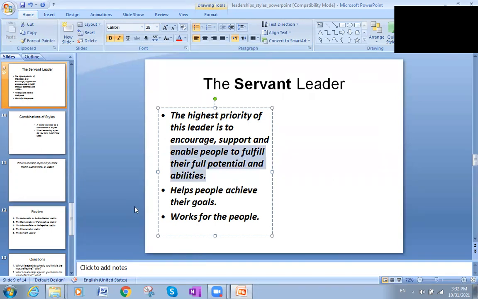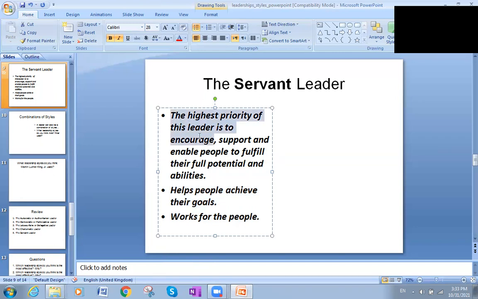So he's also inspiring them, but he supports them more than just inspiring. He enabled them, and he's giving them a push, totally with their own willing. Help people achieve their goals and work for the people. The servant leader works for the people. He is kind of denying himself because he likes the others, so he works for the others, helps the people achieve their goals. He always lends his hand in helping the people to achieve the goals.